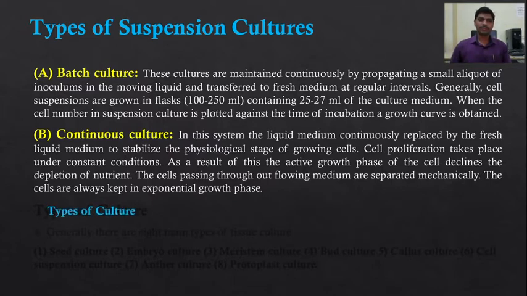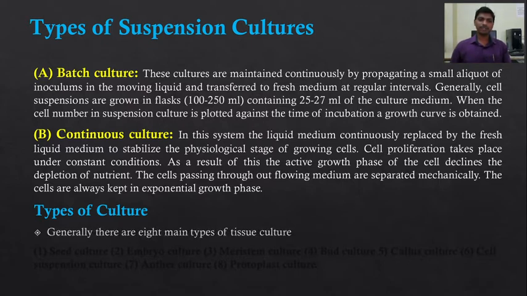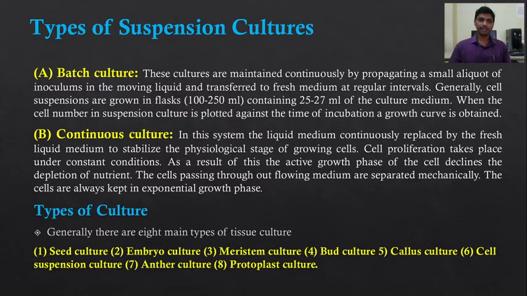Now furthermore, there are some more types of culture. Generally, there are 8 main types of tissue culture: seed culture, embryo culture, meristem culture, bud culture, callus culture, cell suspension culture, anther culture, and protoplast culture. Here these different types of culture are made on the basis of the explant used. In seed culture, the explant used is the seed. Second, embryo culture, the explant is the embryo.